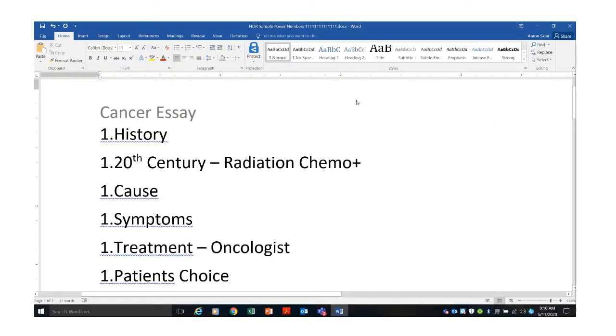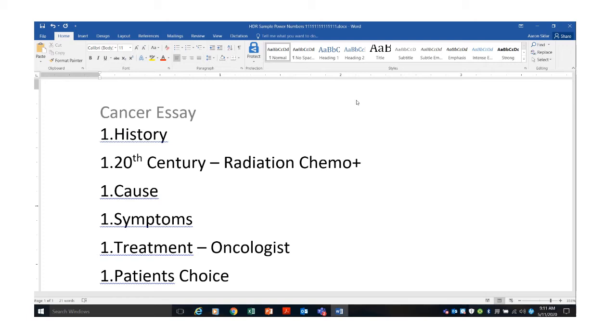All right, so I've got up my number 1s here, so you can see what my number 1s would look like for my cancer essay. So I pretty much break it down to what I want to talk about in each paragraph. My first paragraph is going to be about the history. My next paragraph is about later history, which is what happened in the 20th century and the discovery of radiation therapy and chemotherapy.